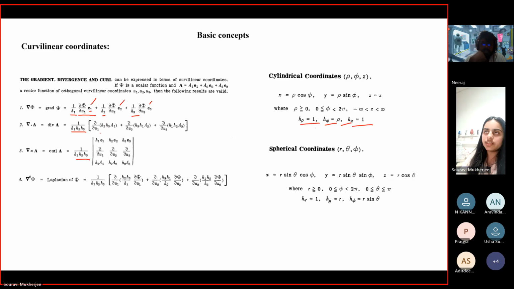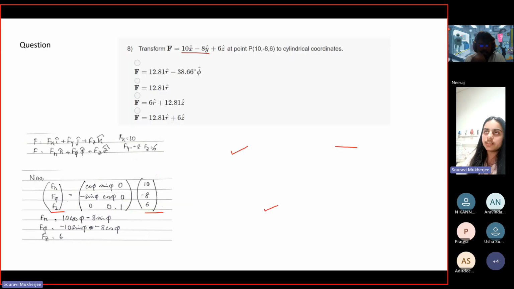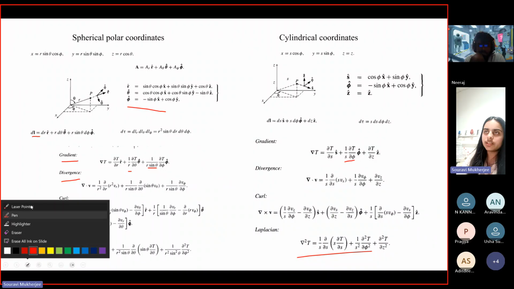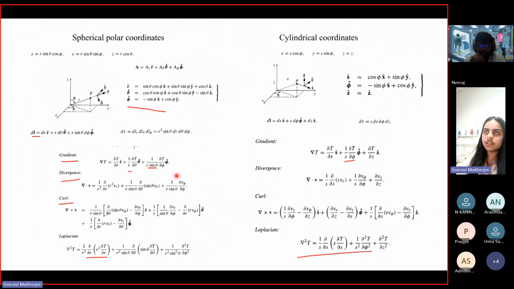Understood, right? So if you know this, then you don't have to remember these relations. That's what I meant. All this that you are getting is just by replacing the correct scale factors and unit vectors in the general expression. If you just remember that, you can derive this, or you can do it for any coordinate system, not just spherical or cylindrical. Okay. Any question, anyone? Any other question?